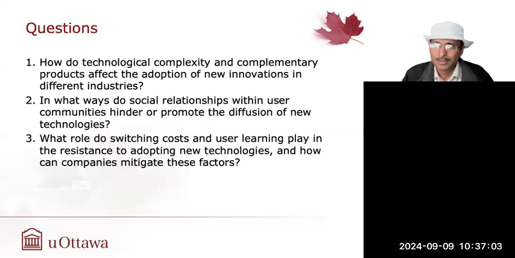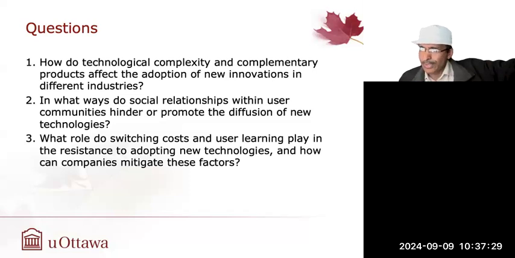So how do technological complexity and complementary products affect the adoption of new innovation in different industries? In what ways do social relations within users' communities hinder or promote the diffusion of new technology? What role do switching cost and user learning play in resistance to adopting new technologies? And how can companies mitigate these factors? So these are the quick questions.